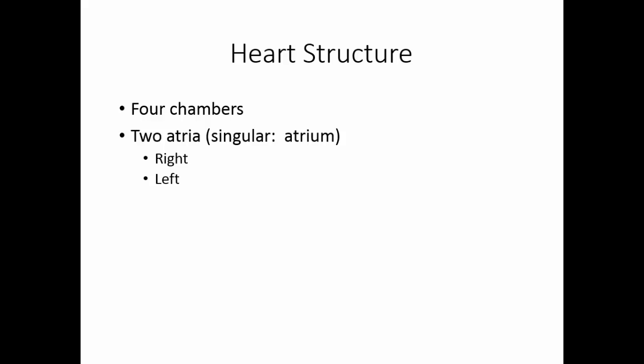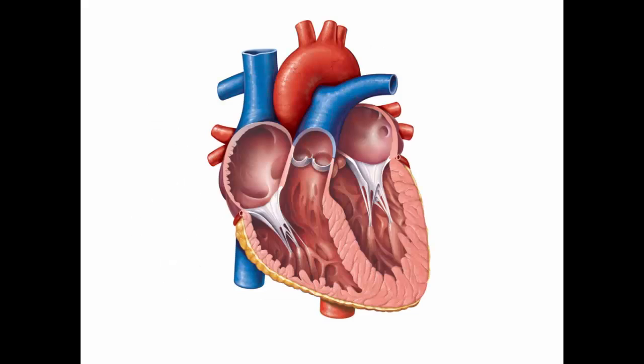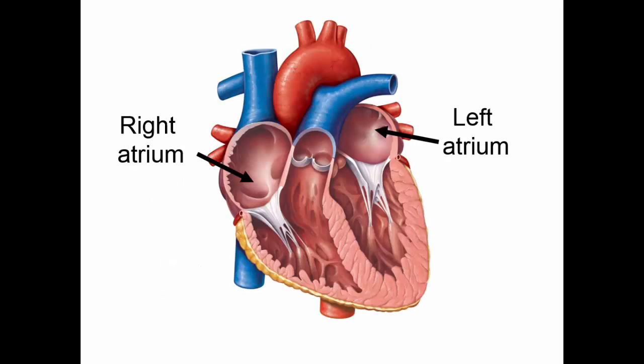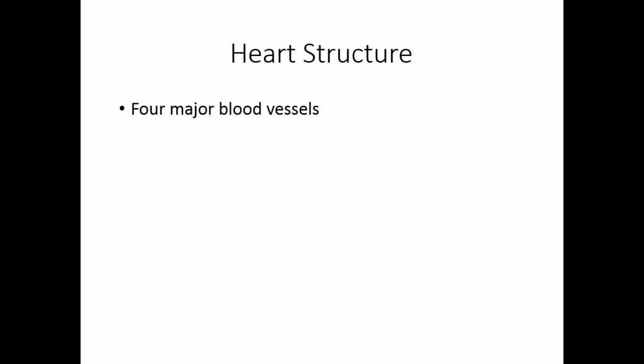The atria are the chambers that receive blood from the blood vessels. Under the atria are 2 ventricles, a right ventricle and a left ventricle. The ventricles are the chambers that discharge blood into the attached blood vessels. So as we look at the heart, we have the right atrium, the left atrium, the right ventricle, and the left ventricle.